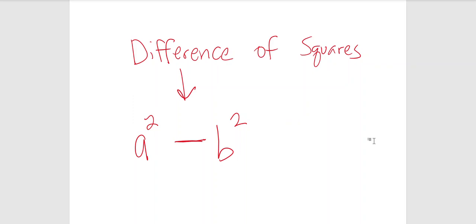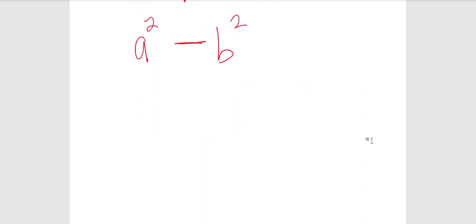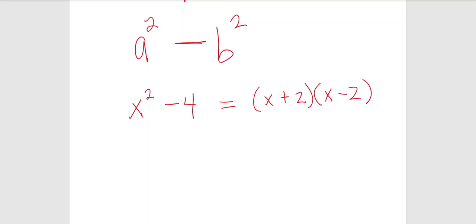Now, notice this isn't a sum, it's a difference. So this is only applicable to things like x squared minus 4. That's a difference of squares. We want to recognize a difference of squares because a difference of squares can be written as x plus 2 times x minus 2. Go back to what we know about multiplying. That would be x times x minus 2 plus 2 times x minus 2. That would be x squared minus 2x plus 2x minus 4.